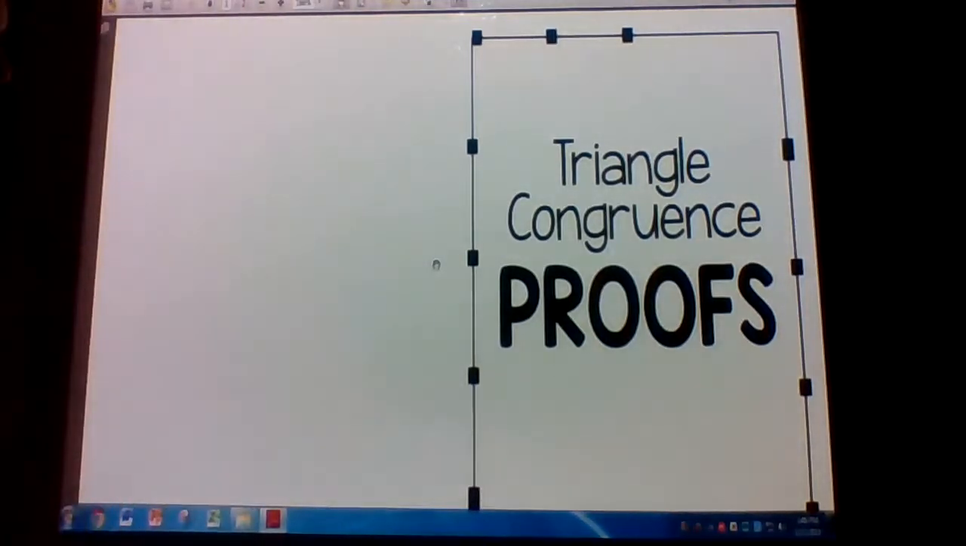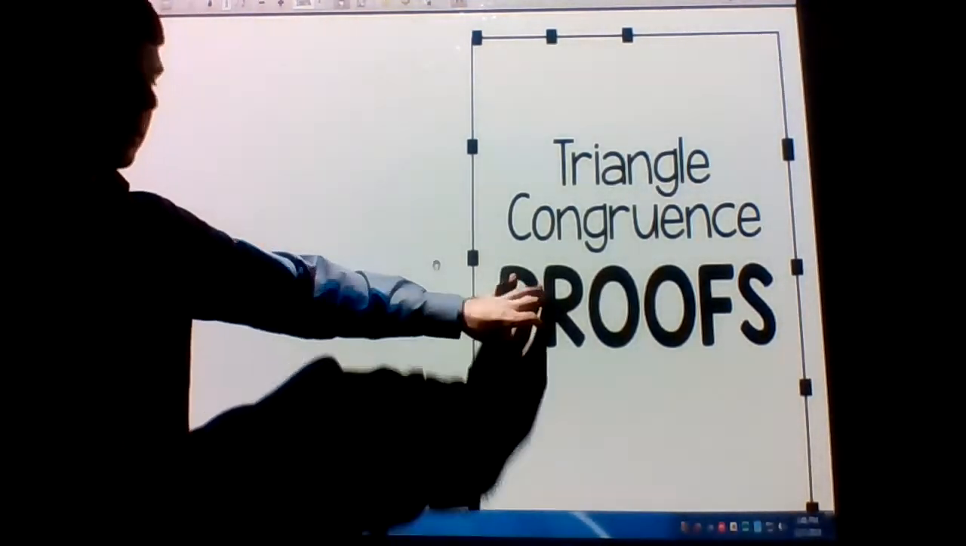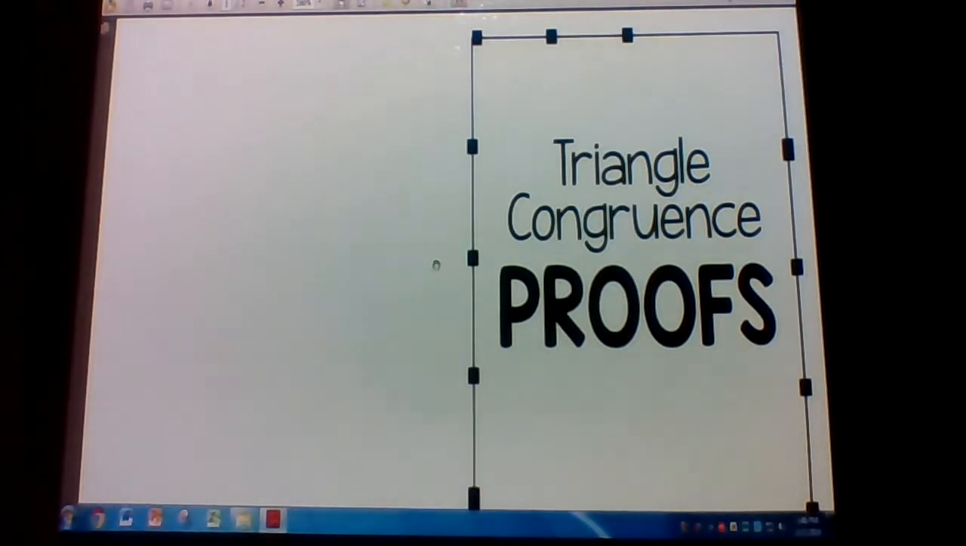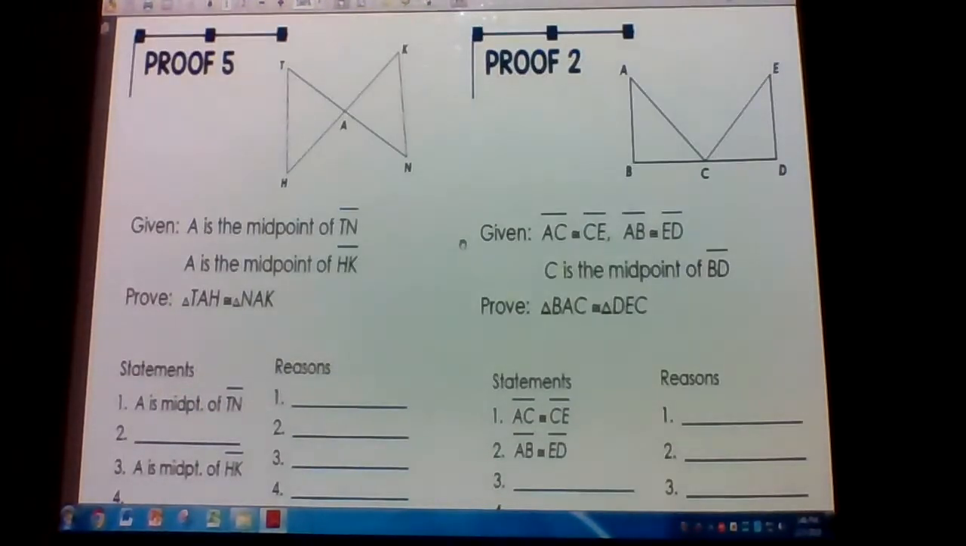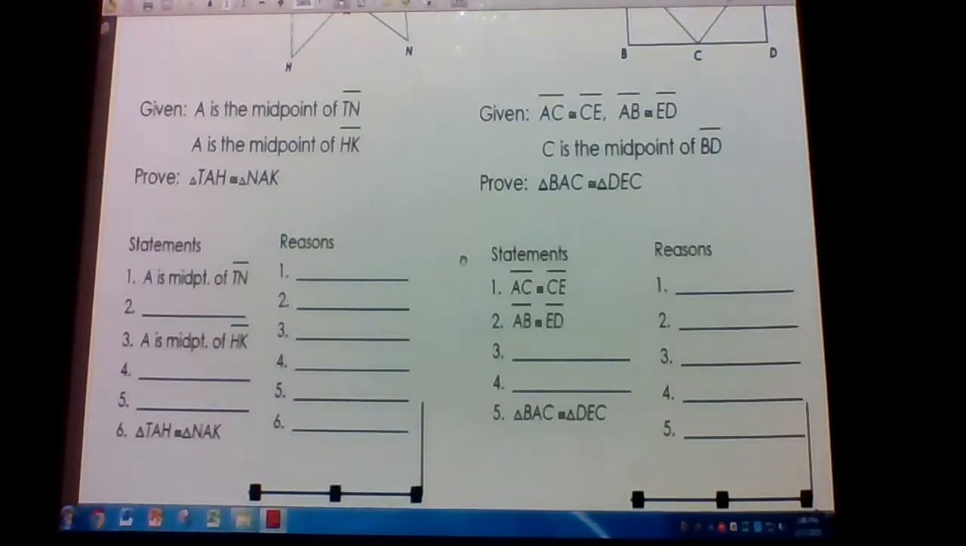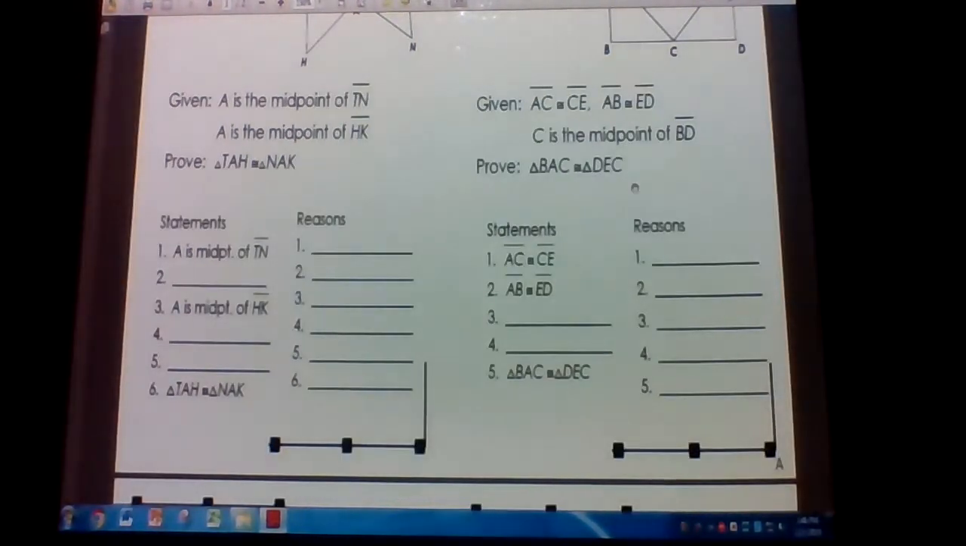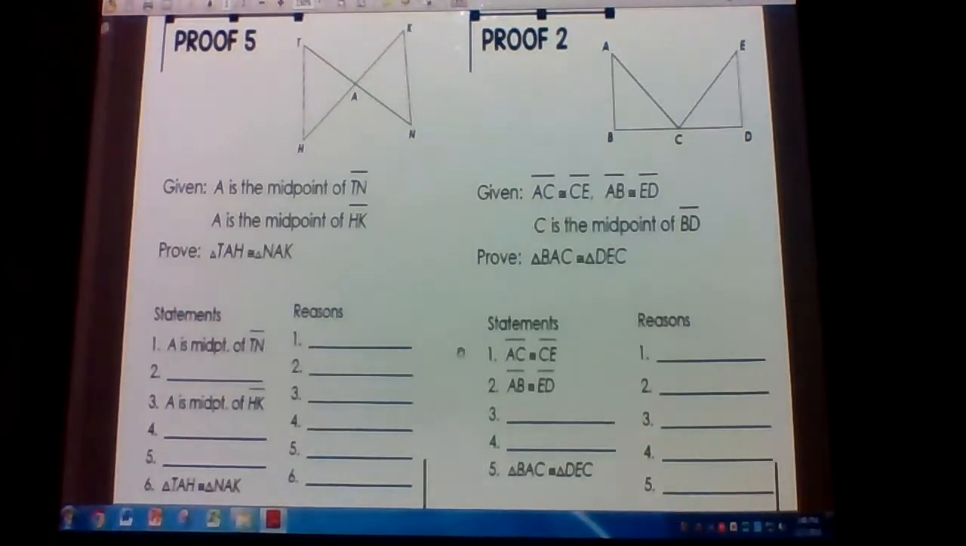All right, these are the proof review questions, the proof booklet that we're using to review for the quiz. So the first one here is proof number 5. I have to zoom out so we can see the whole thing though. Okay.